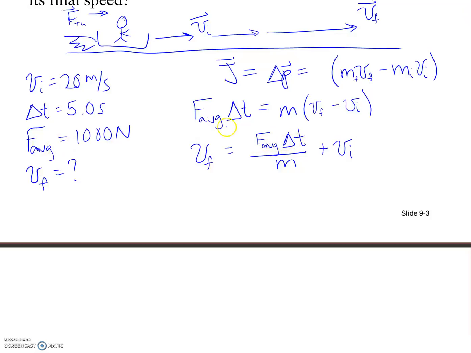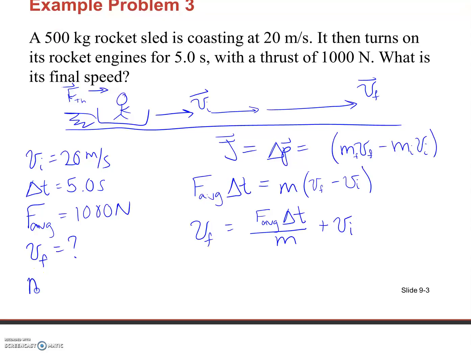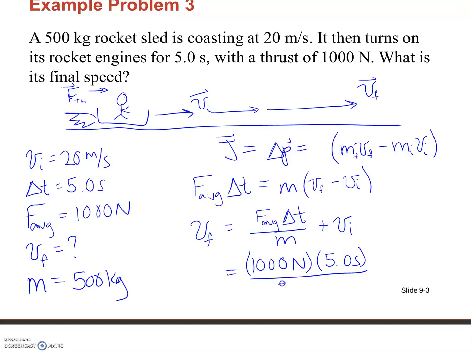We have our average force, we have delta T. Do we have the mass? Oh, I forgot to write it in my table of knowns. We do indeed have our mass. It's 500 kilograms. So this equals average force, 1,000 newtons, times delta T, 5 seconds, divided by a mass of 500 kilograms, plus the initial velocity of 20 meters per second.